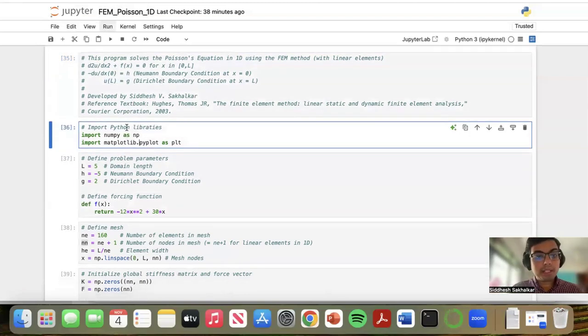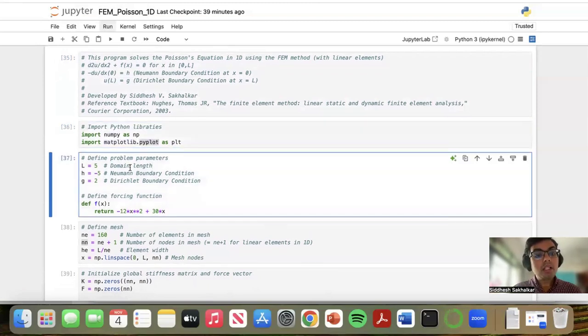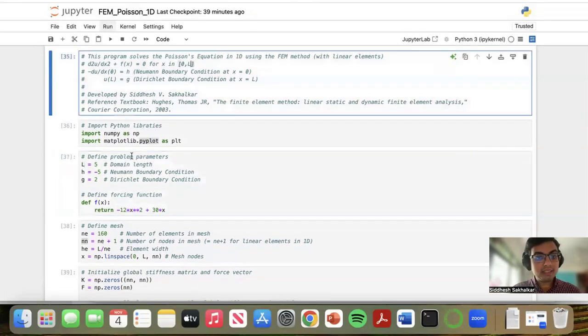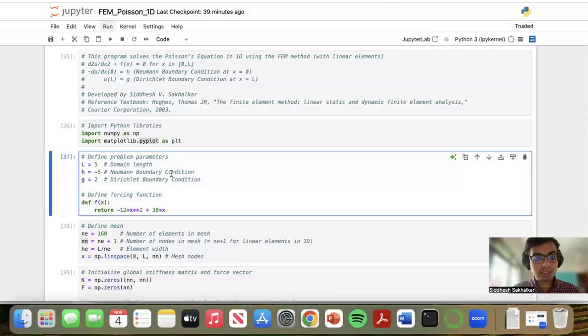We begin by importing some necessary Python libraries such as NumPy and matplotlib.pyplot. We then define our problem parameters. So L is the domain length, H is the constant for the Neumann boundary condition, whereas G is the constant for the Dirichlet boundary condition.